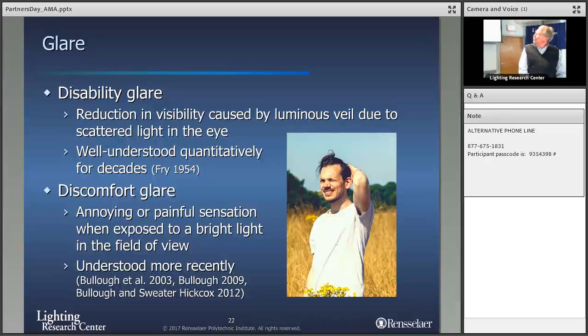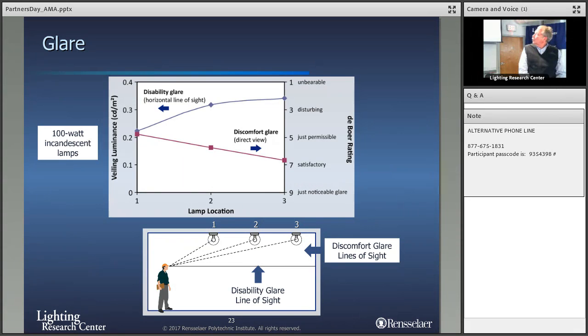And discomfort glare, which is quite a bit different. It has to do with how uncomfortable that light source actually is. And recently, our colleague, Dr. John Bullough, and other people here at the Lighting Research Center have been working on this problem, and I think we have a pretty good understanding now with the work that he's done on how to be able to predict discomfort glare as well as disability glare, which again has been around for quite a while.